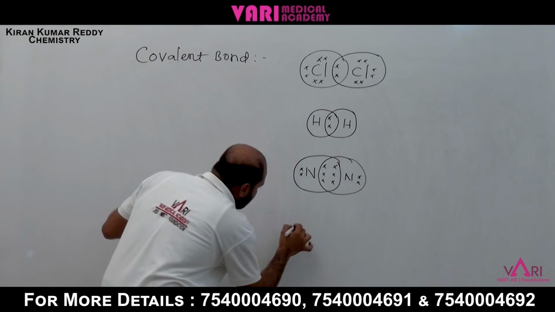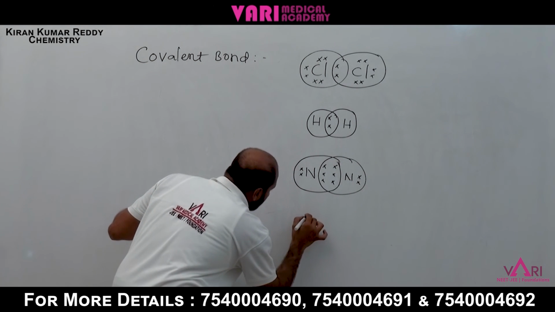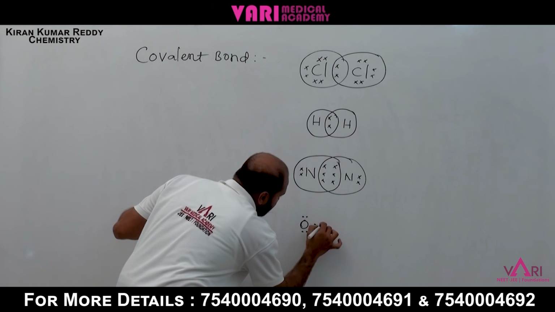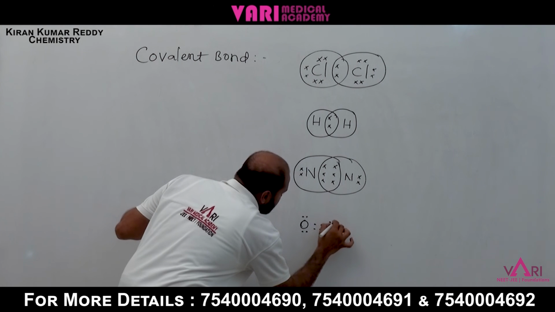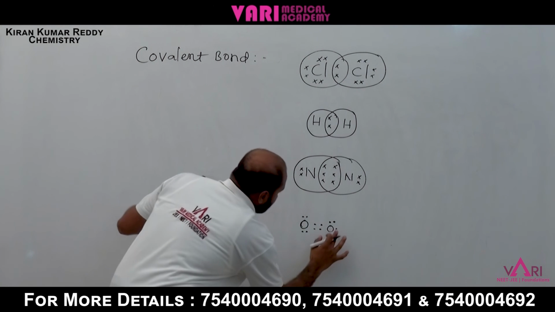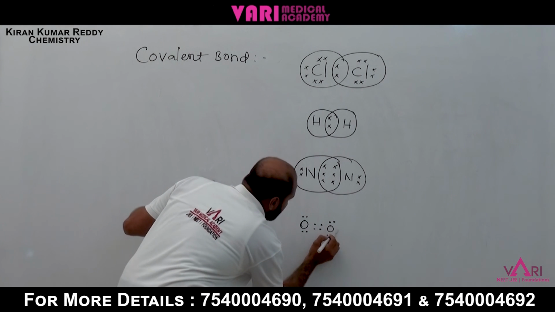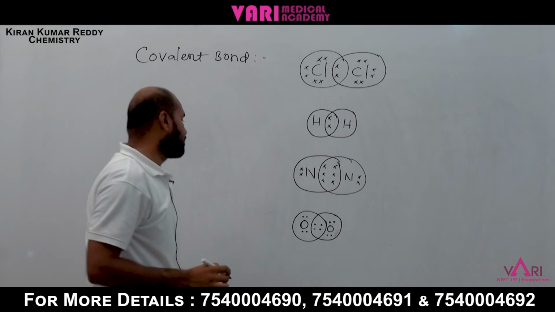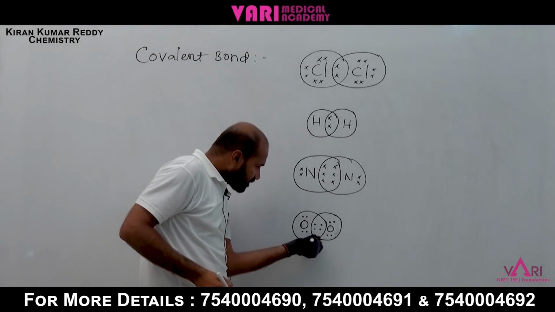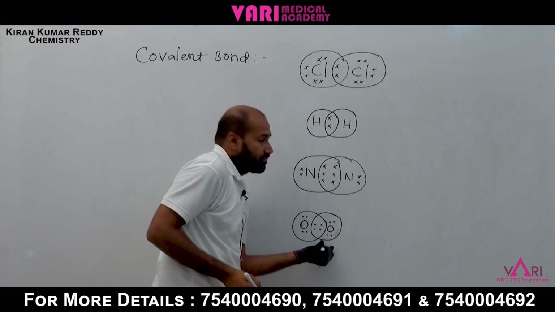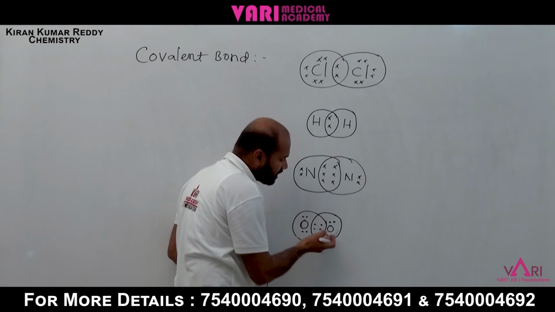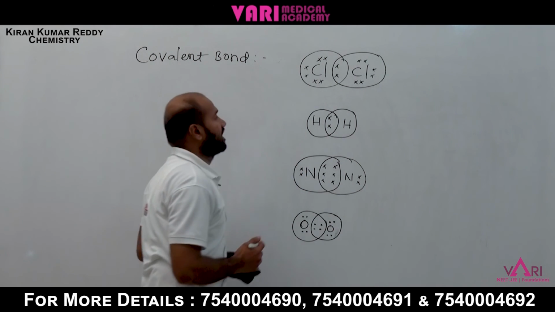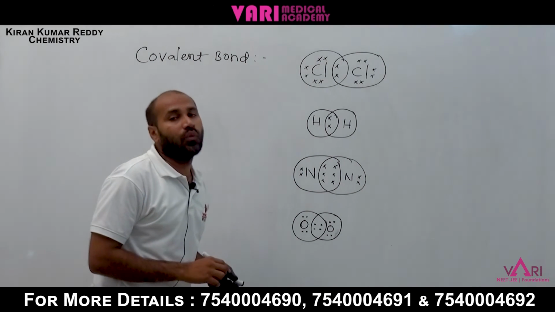If you take oxygen, how many? 1, 2, 3, 4, 5, 6. Another oxygen atom also 1, 2, 3, 4. We can take like this, 1, 2. This is the covalent bond. Two atoms are mutually sharing this pair of electrons, because this atom gives one electron and the other atom gives another electron. These are the examples of covalent bond.